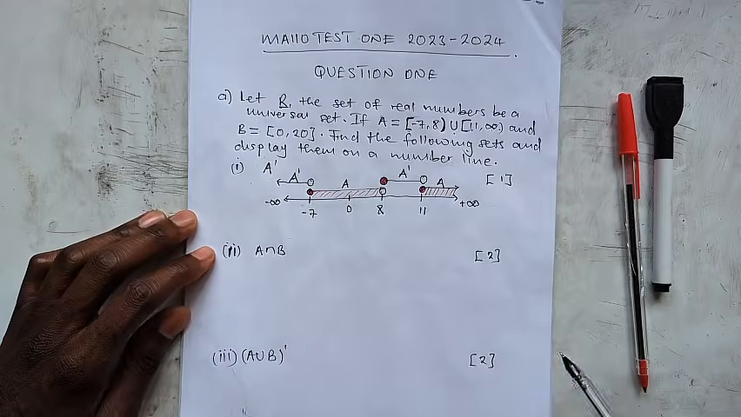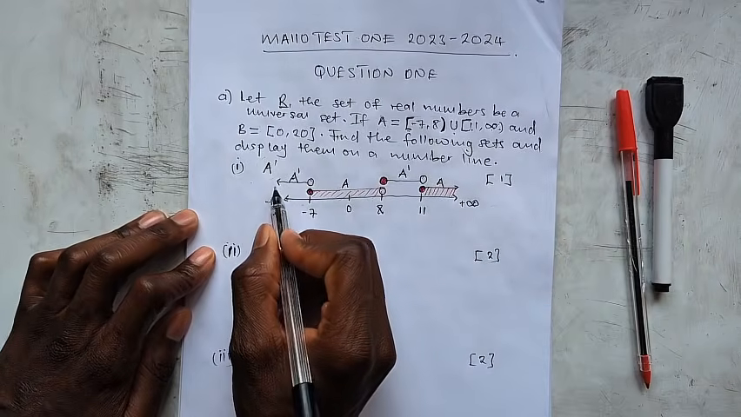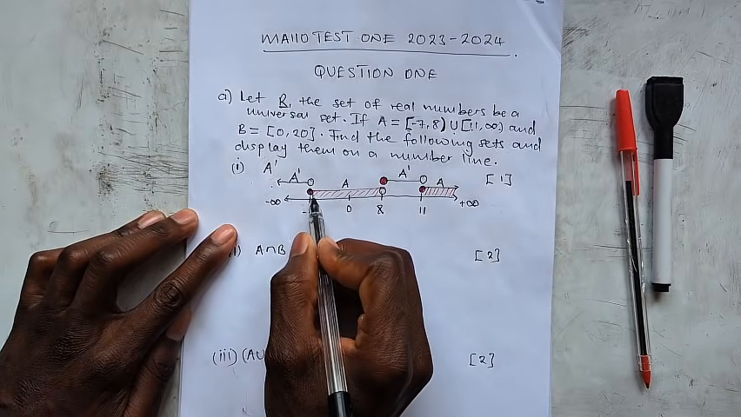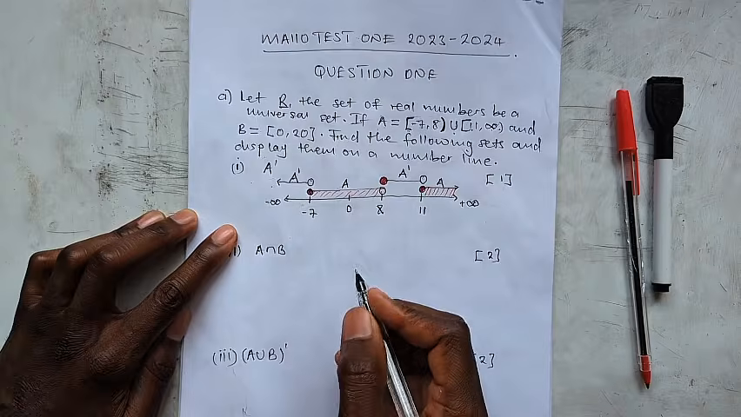So how is set A complement moving? It is starting from negative infinity all the way up to -7.